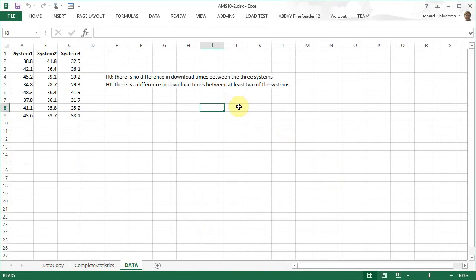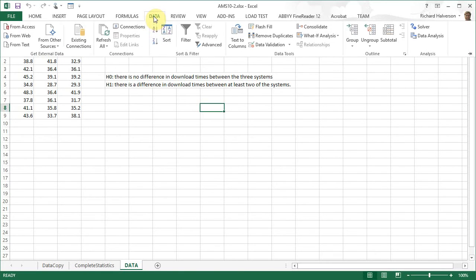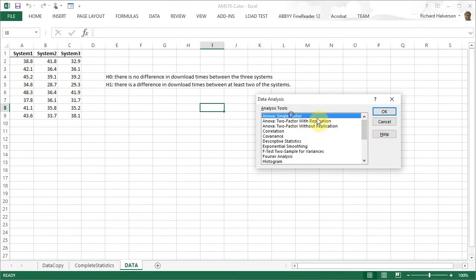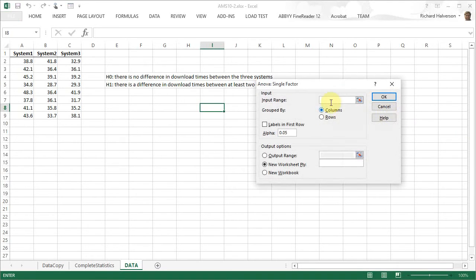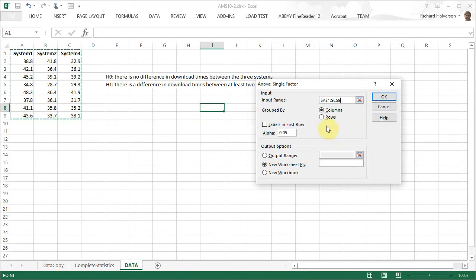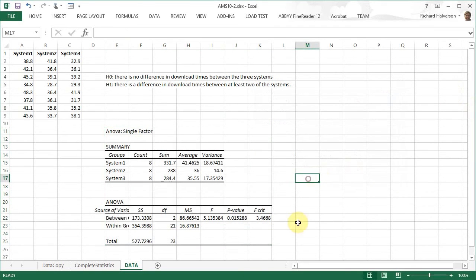We can go back to data. We can go to data analysis, single factor ANOVA. By the way, there's descriptive statistics here if you want to use those. But single factor ANOVA, okay. And this thing pops up, and we're going to look at these 3 columns here, labels in first row, alpha 0.05. We're going to do an output range. Let's put the mouse here to make sure, and I'm going to click right here, and click OK. And this is our analysis of variance.